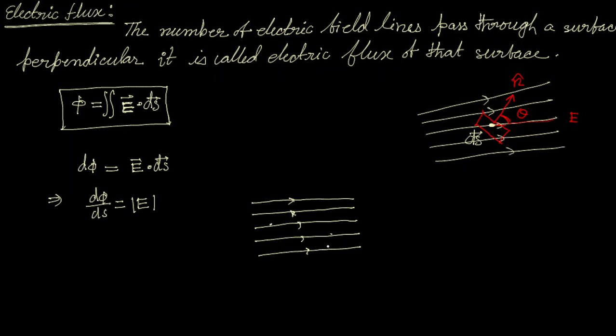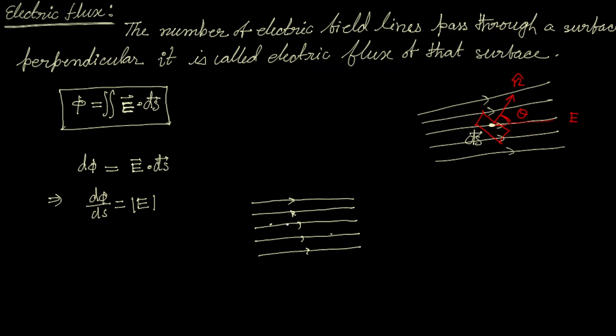So this type of field is called a uniform electric field. That means we can represent a uniform electric field by a set of parallel lines. And also we can represent a non-uniform electric field using the concept of electric field lines.